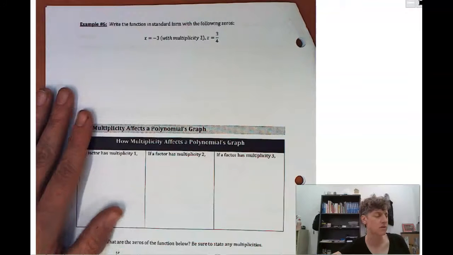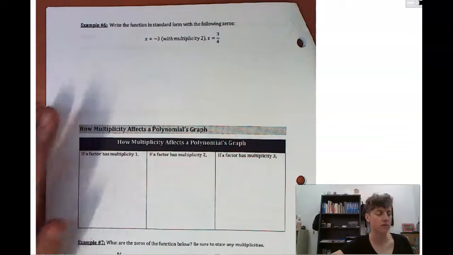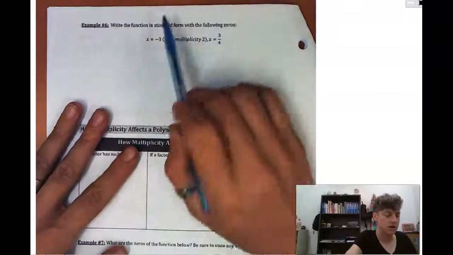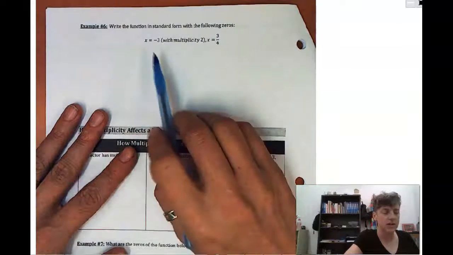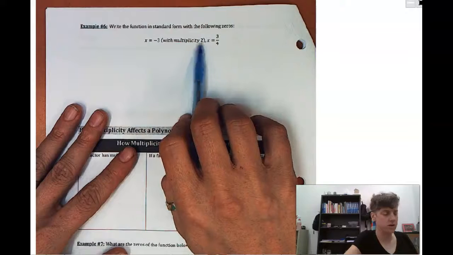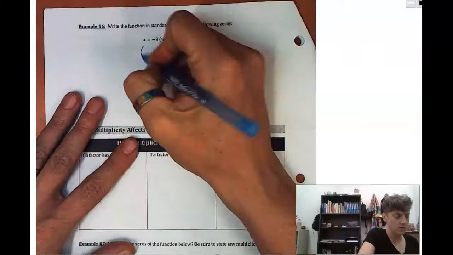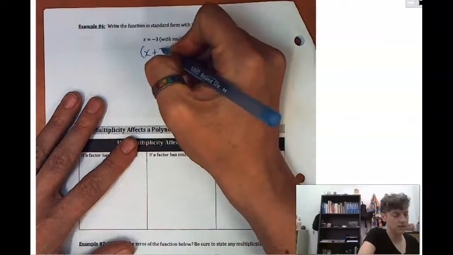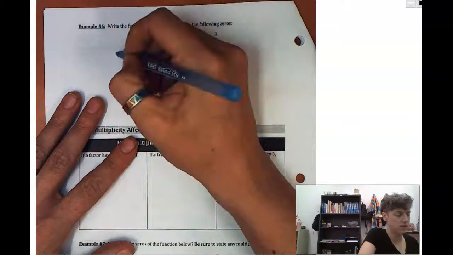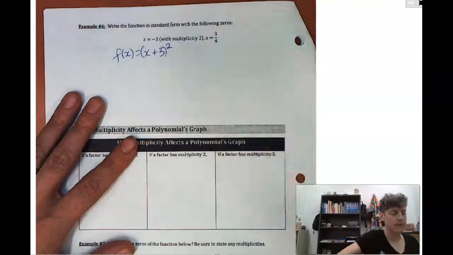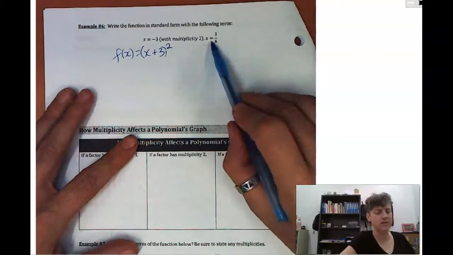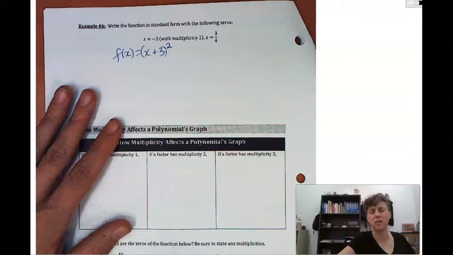Alright, let's do another one. Write a function in standard form with the following zeros. X equals negative 3, it's got a multiplicity of 2, so you've got the factor x plus 3 occurring twice. And a 0 at x equals 3 over 4?